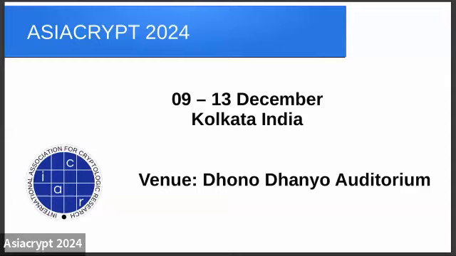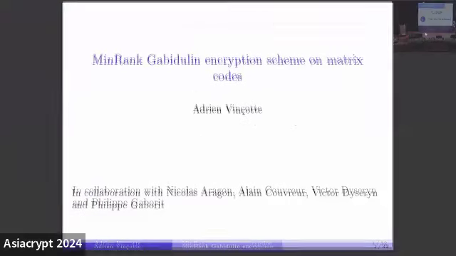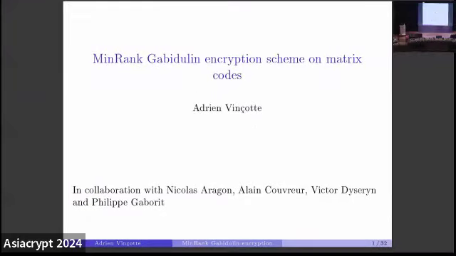Do we have the next speaker, Adrian Winsott? Yep. So the next paper is titled Min-Rank Gabidulin Encryption Scheme on Matrix Codes. The authors are Nicolas Aragon, Elaine Couvrier, Victor Dicerin, Philippe Gabory, and Adrian Winsott. And Adrian will give the talk. Thank you, Adrian.